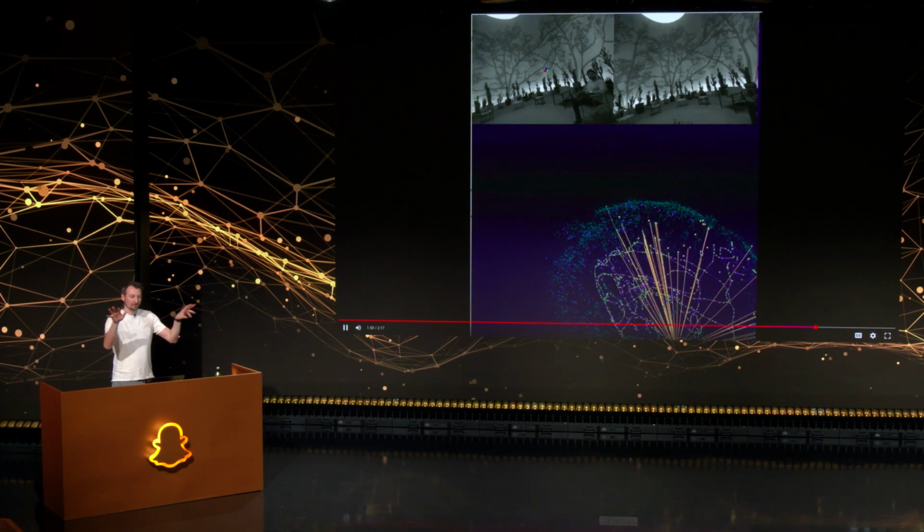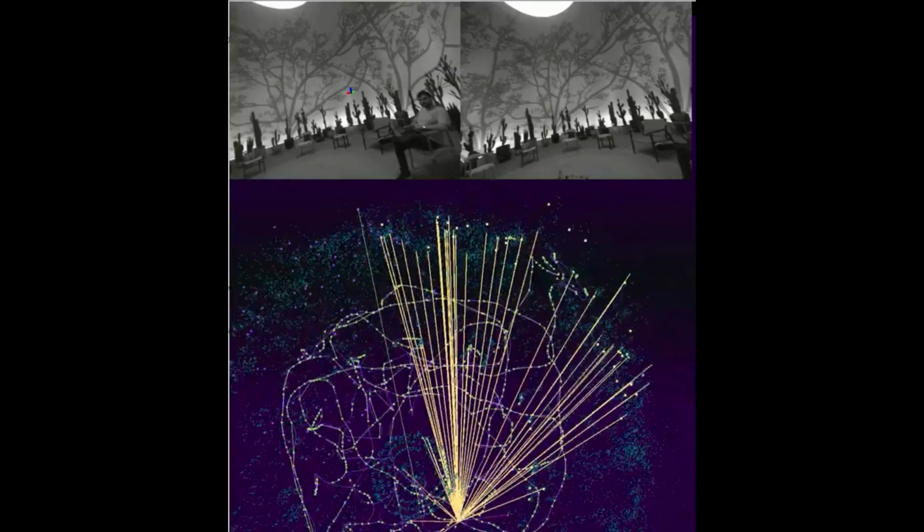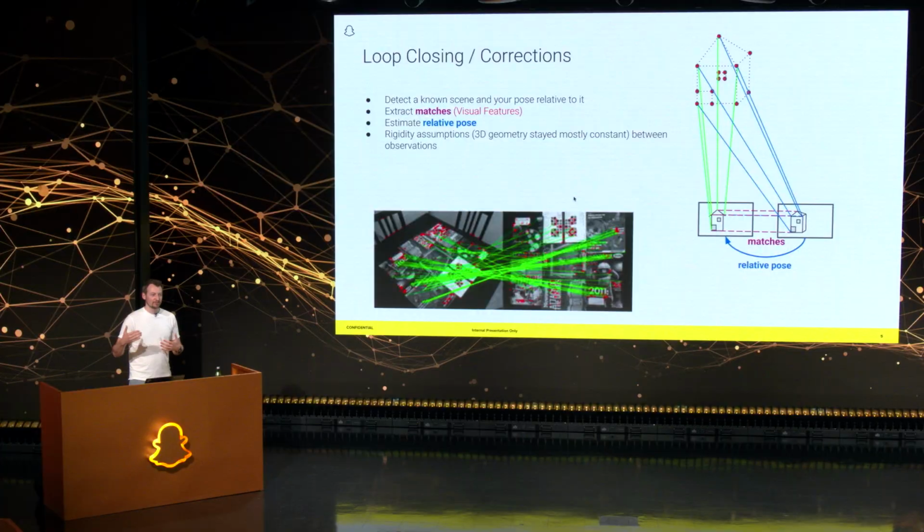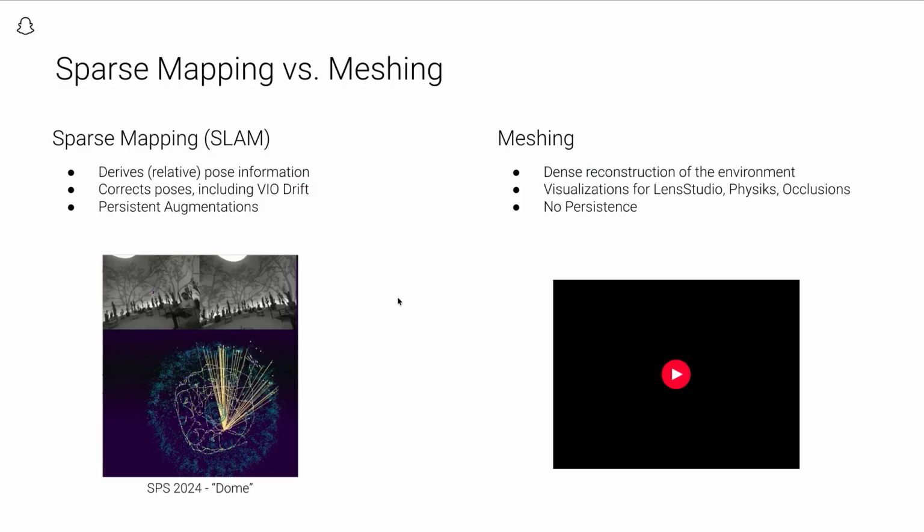So this is when we are snapping onto the points. And then based on these points we are snapping on, we can infer the pose where we are. Meshing on the other side is just a really dense reconstruction of the environment. So mainly for visualization in Lens Studio, physics, occlusions, but it doesn't give you any persistence and you also don't need it for persistence. By that we can make the mapping algorithm very, very lightweight on the device itself.